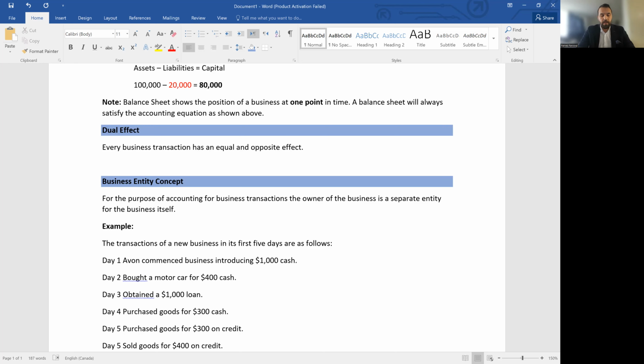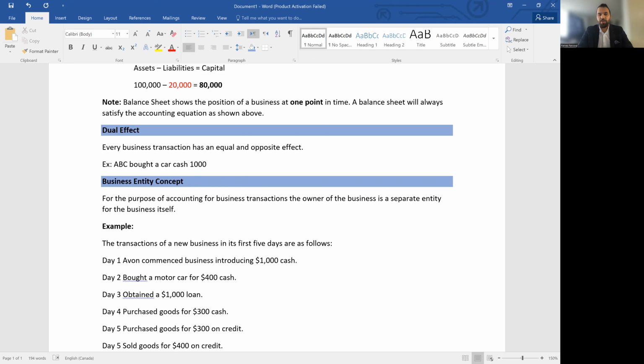Let's suppose, for example, ABC company bought a car. If I say just this, "bought a car," in this transaction we only have one effect, only a car. I didn't say either on credit or cash. If I have this kind of transaction, it means it is wrong. I should write, "ABC company bought a car, cash 1,000."